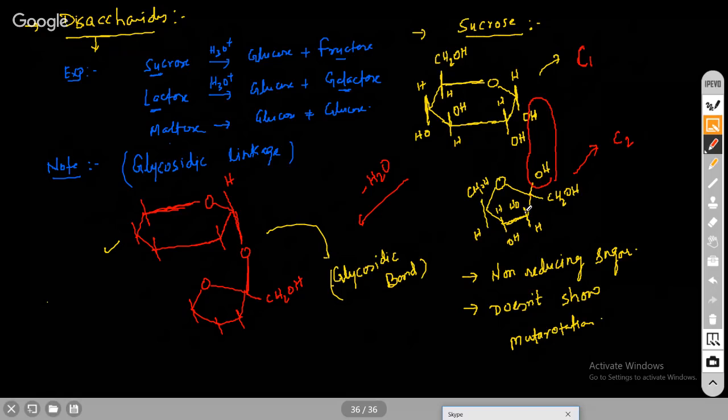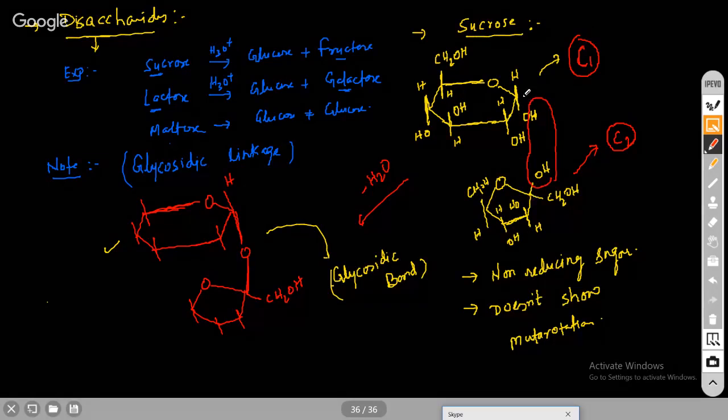In fructose, the C2 carbon is the anomeric carbon, and in glucose, C1 is the anomeric carbon, right? Sucrose forms by the condensation of glucopyranose and fructopyranose, in which the C1 and C2 carbons are involved respectively. Correct? This is a point you have to memorize. C1 and C2 are the anomeric carbons in both compounds. So whenever the anomeric carbon is involved in condensation, the product will always be a non-reducing sugar.